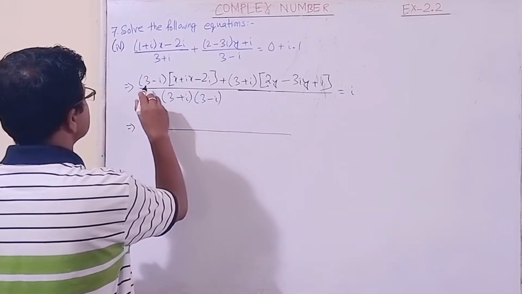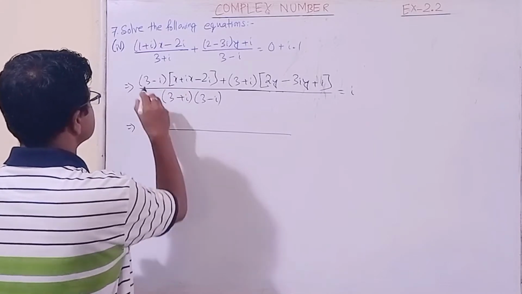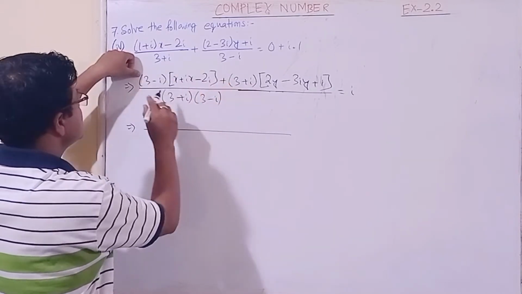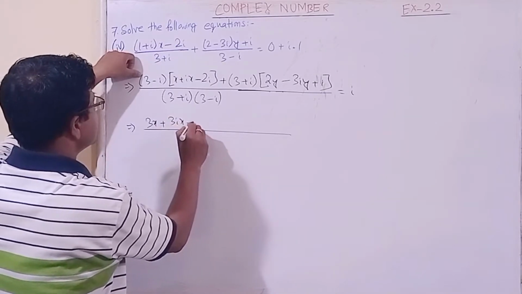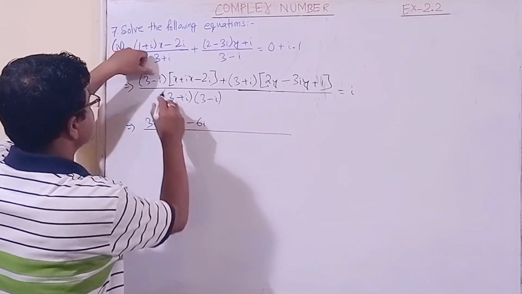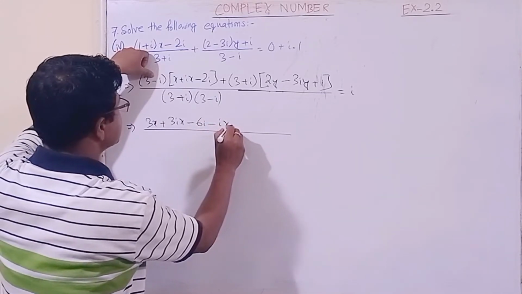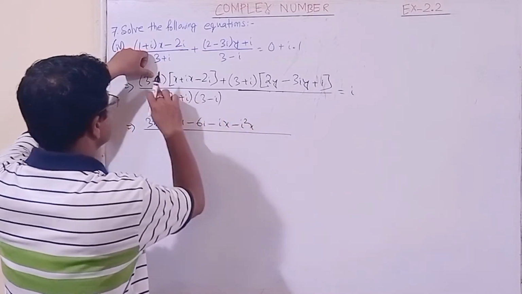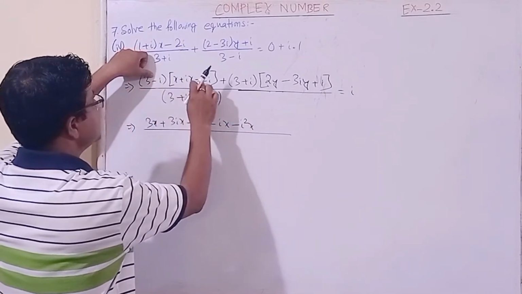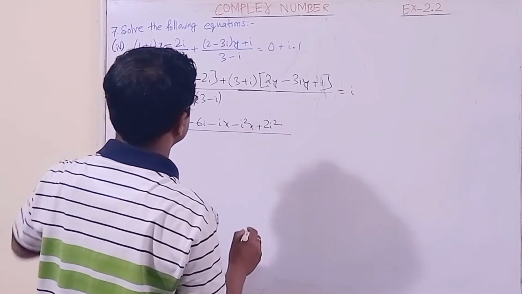Let us multiply 3 into x, 3x plus, we will do each term, first 3ix minus 6i. Then i into minus ix, minus i square x. Then i into minus 2i, so plus 2i square.